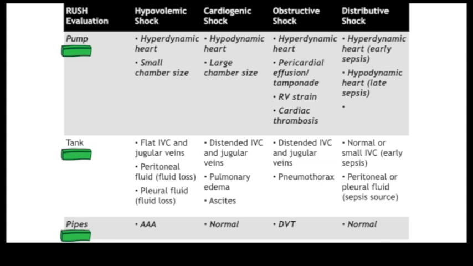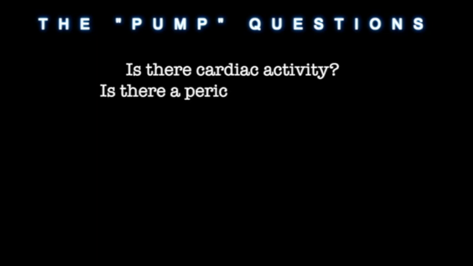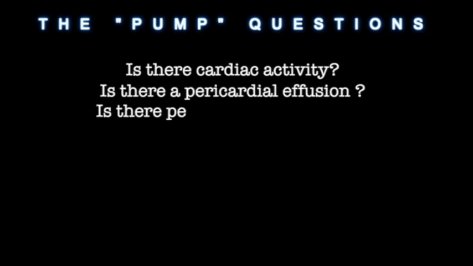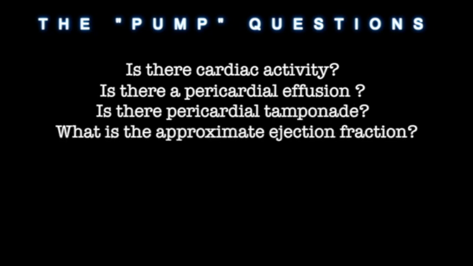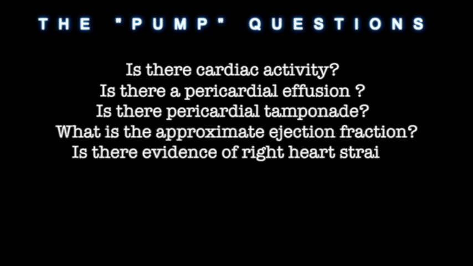During this protocol, different findings are suggestive of certain types of shock. Determining which type of shock the patient has will allow you to rapidly target therapies. First, we want to start with the heart or the pump. There are 5 questions you should ask. Is there cardiac activity? Is there a pericardial effusion? Is there pericardial tamponade? What is the approximate ejection fraction? And is there evidence of right heart strain?